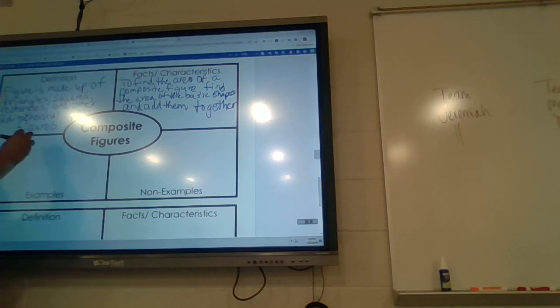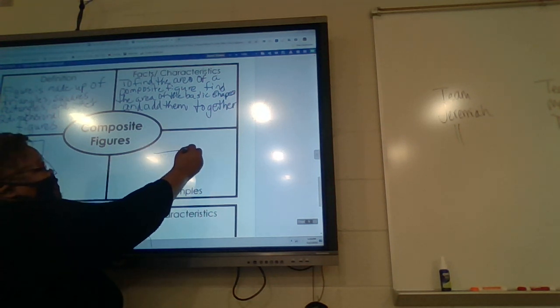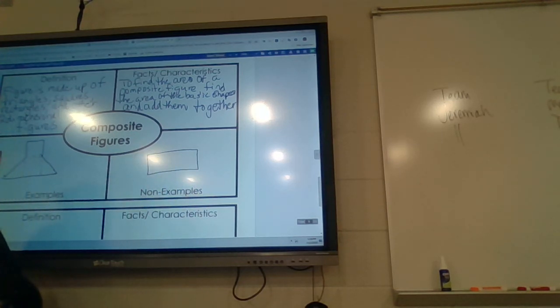All right, and so this is an example of a composite figure. So I have a rectangle and a trapezoid. It almost looks like a square. That would be a composite figure because I can break it up right here and find the area of this and then the area of this. And if I wanted to go even further, I could do like that and do this in two triangles. So you could do however you wanted to do. Okay, and an example of something that's not a composite figure would be just like a regular rectangle or something. That's not a composite figure. It's a basic figure. It's basic.